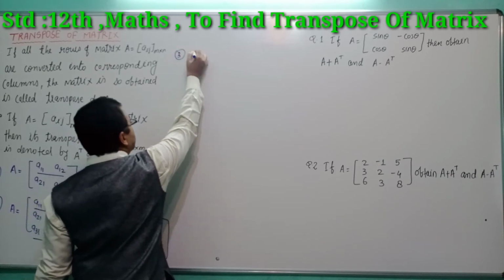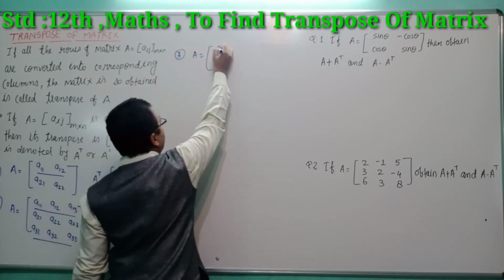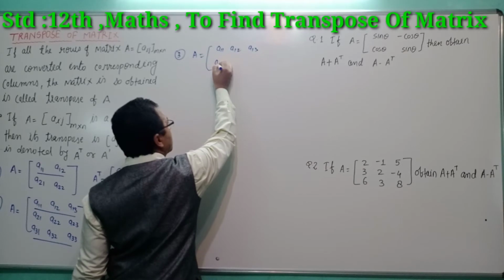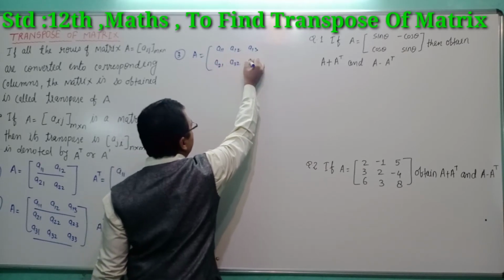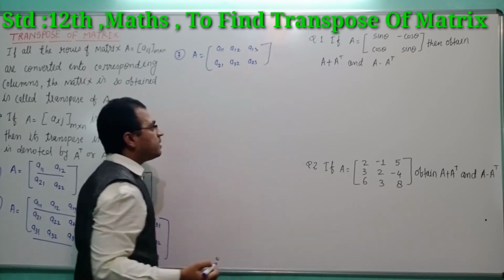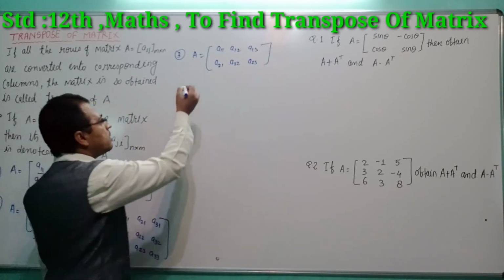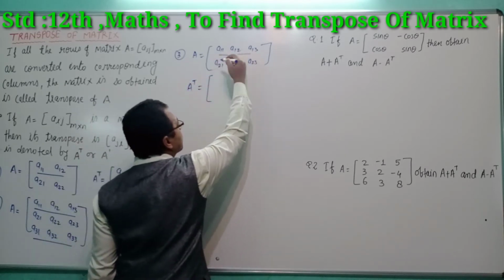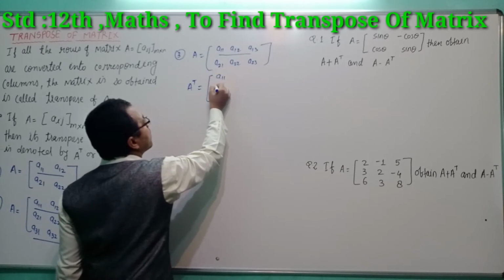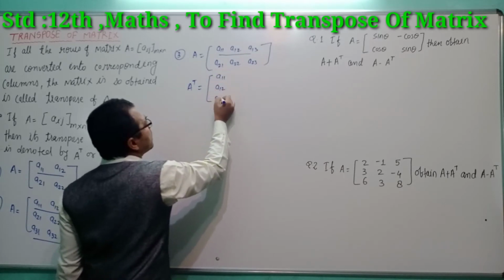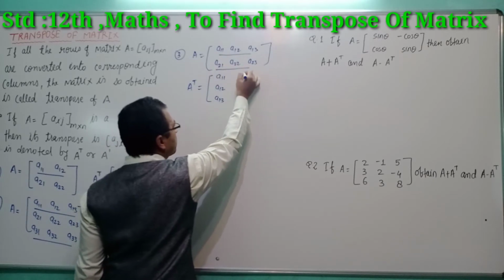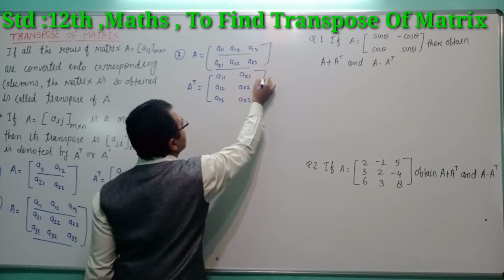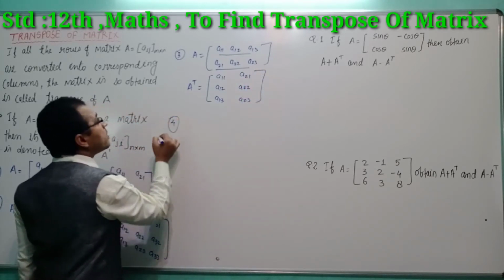Suppose a matrix A like A11, A12, A13, A21, A22, A23, right? So what will be the transpose of this matrix? So A transpose, you can write all these rows converted into column, A11, A12, A13, and this row is converted into column A21, A22, A23. Right students, let us move to another example over here.